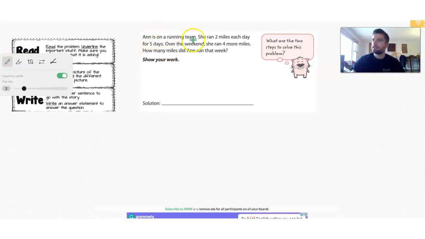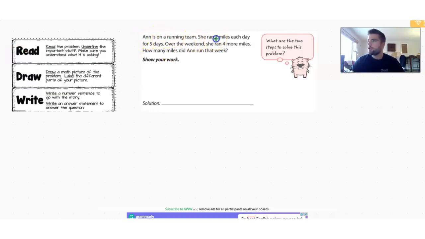Anne is on a running team. She ran 2 miles each day. Remember, each is going to tell us that we're probably going to do multiplication or division. 2 miles each day for 5 days. Over the weekend, she ran 4 more miles. How many miles did Anne run that week?